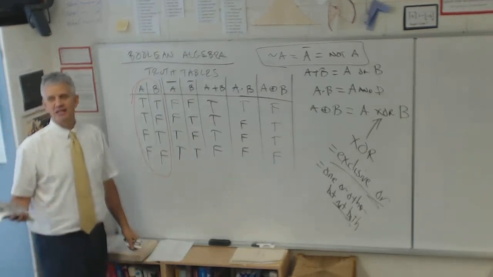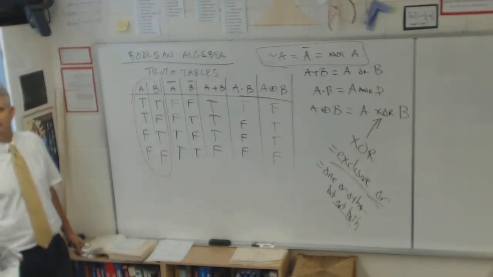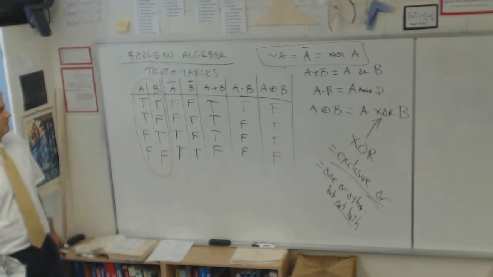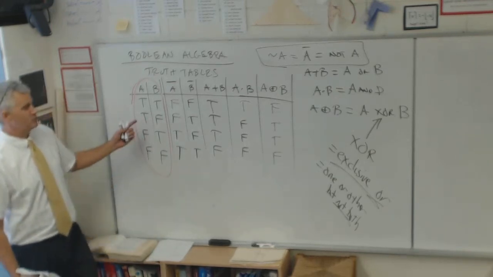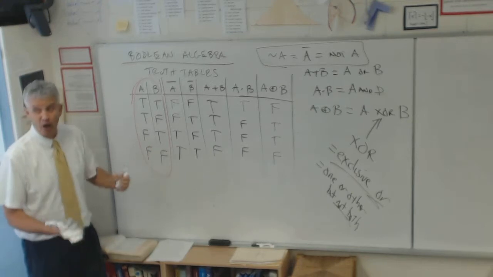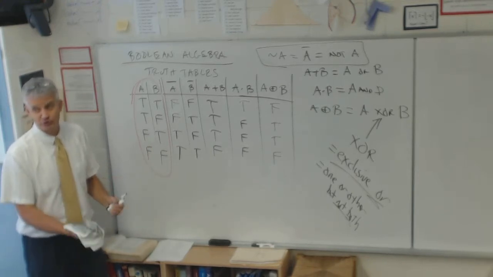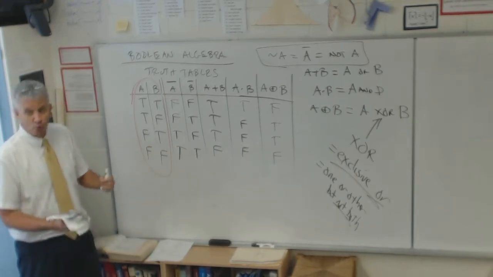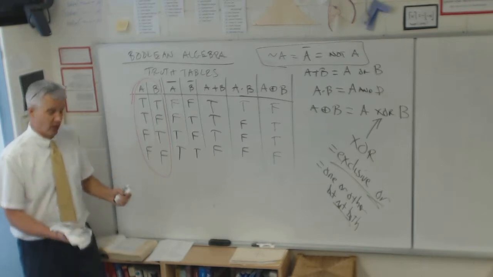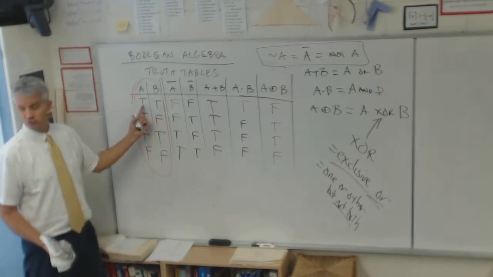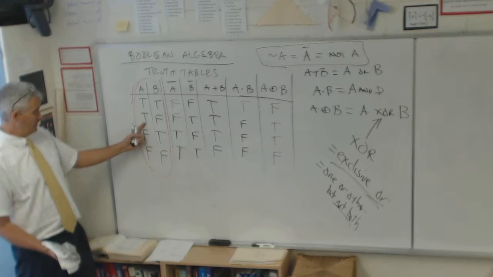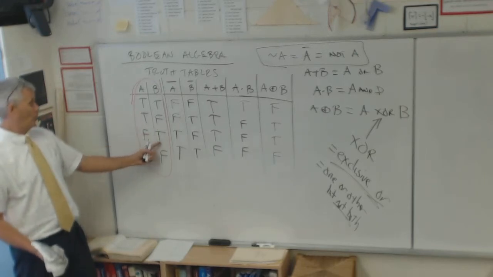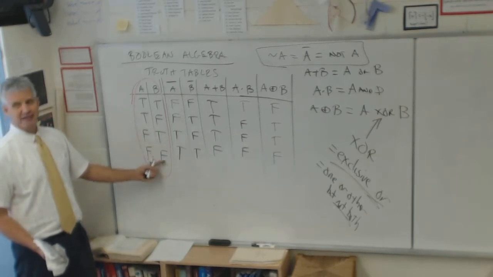Okay. Question, Katie? How is the first one false for the XOR? Because we need one or the other to be true, but not both to be true. We can't have them both true. It only works when one's true or the other's true, but not both. So here they were both true, so it's no good. We need one to be true and the other not to be. That's good. Here, neither of them are true.